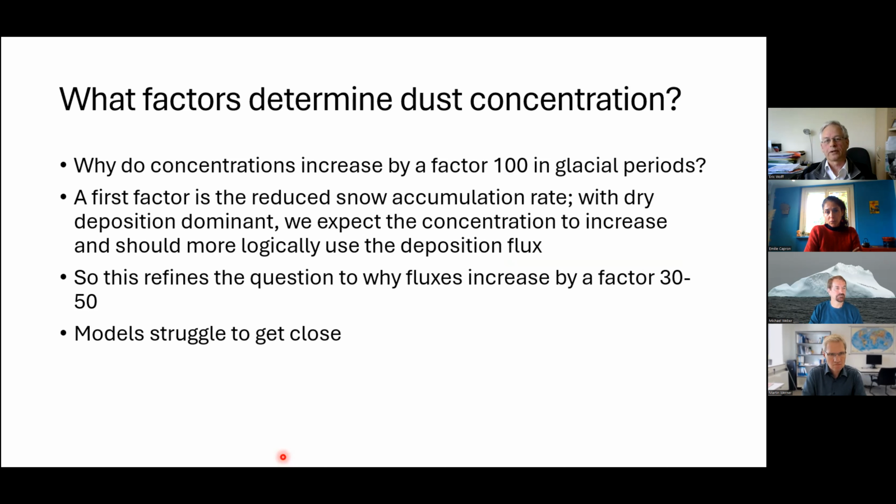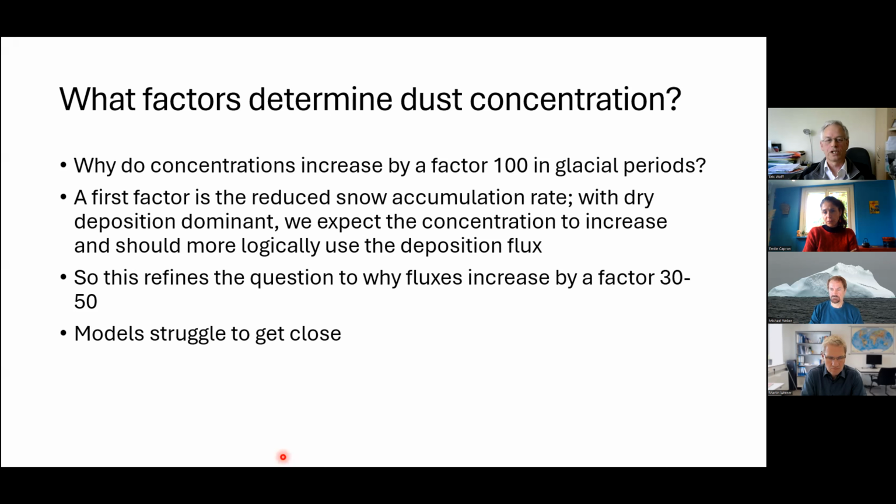So we actually expect that in a place where dry deposition is dominant, if the snow accumulation falls by a factor of 2 in the glacial, then the concentration will double in the ice core. And actually, you can get up to a factor 3 change in snow accumulation in Greenland and Antarctica, a decrease in the glacial. So you actually expect the concentration to increase for that reason.